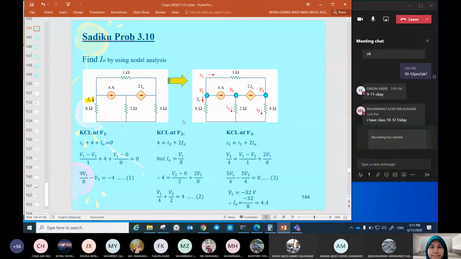Then we can proceed with this equation: KCL at each node. So at V1, I1 plus 4 plus I0 is equal to 0.